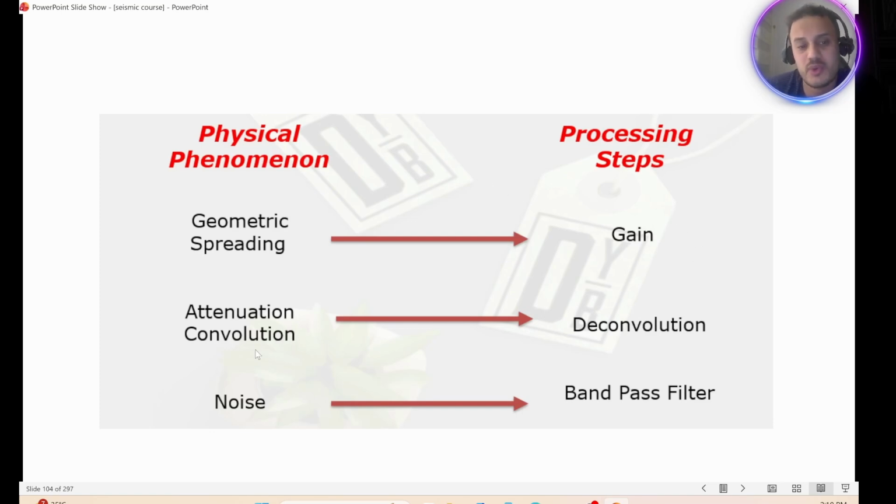If you have attenuation, we use deconvolution, which we'll describe in the next video. And also if you have noise, we use the band filter, the one that we practiced in the previous lectures. So this is all you need to know about these two processes. Thank you for watching and see you in the next video.